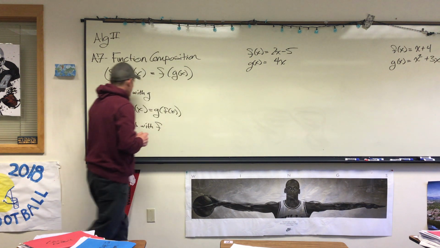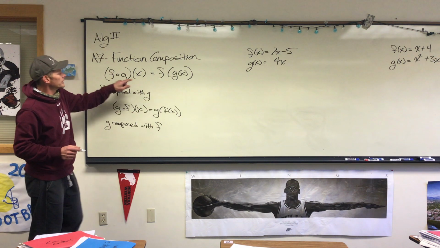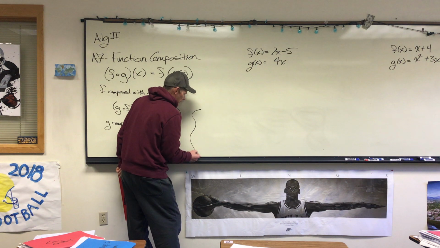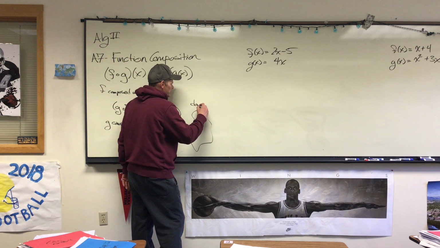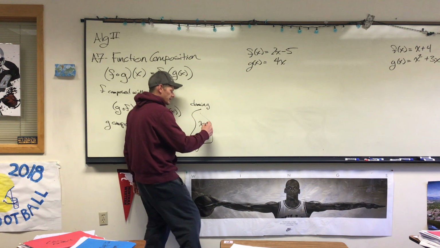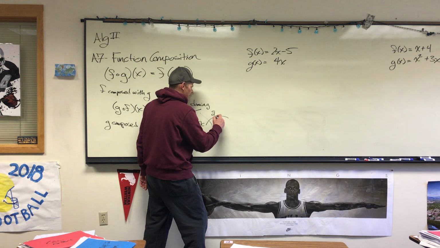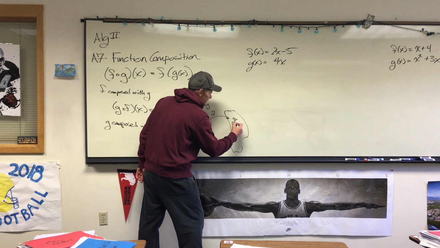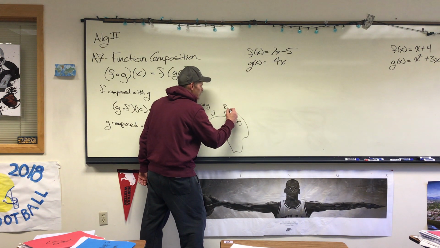So this one here, we're going to do f composed with g. We're starting with g here. This is where we start. And so we have the domain of g, and we have x's in there, and when we act on them with g, we get g of x's. This is the range of g.